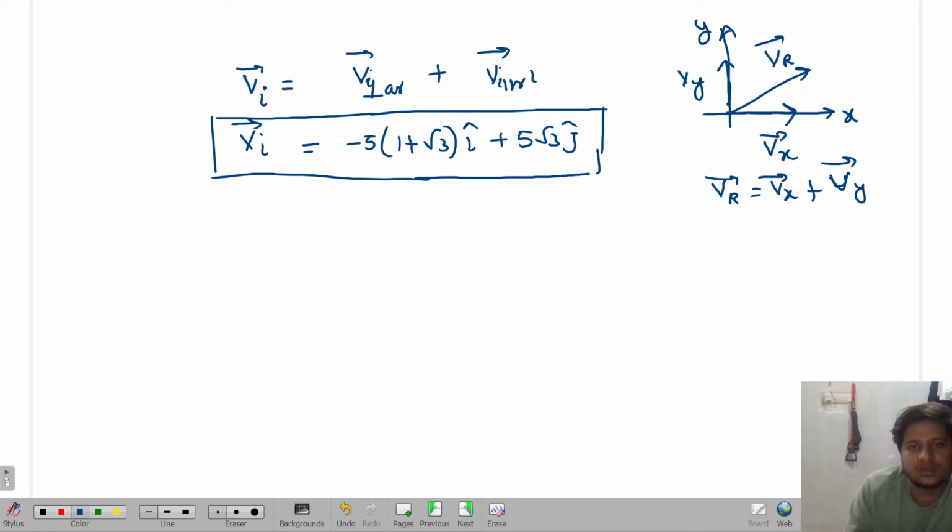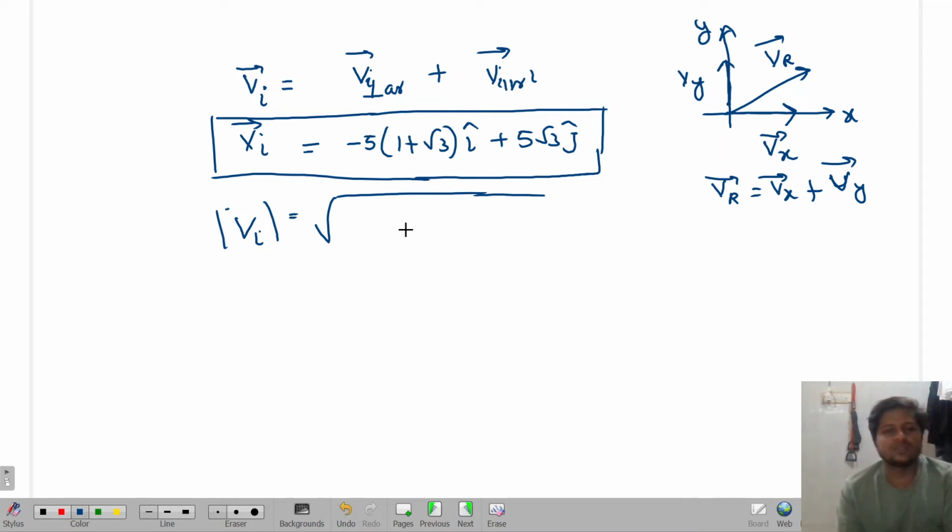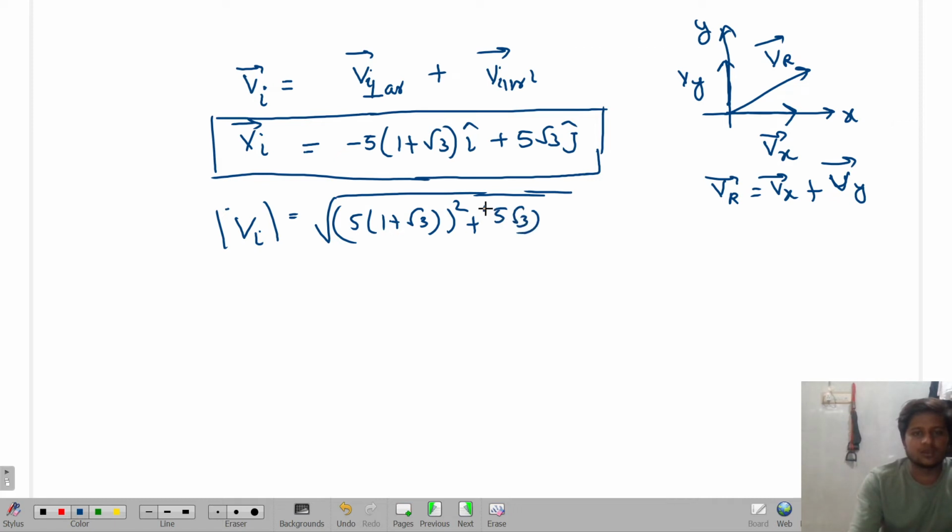Now, you can calculate the modulus of Vi. I think this is going to be equal to what you told. Okay, so it will be root over 5 (1 plus root 3) whole square plus (5 root 3) square. Got it or not? Gagan, Anuj, yes or no? Understood? Yes, sir. Okay.